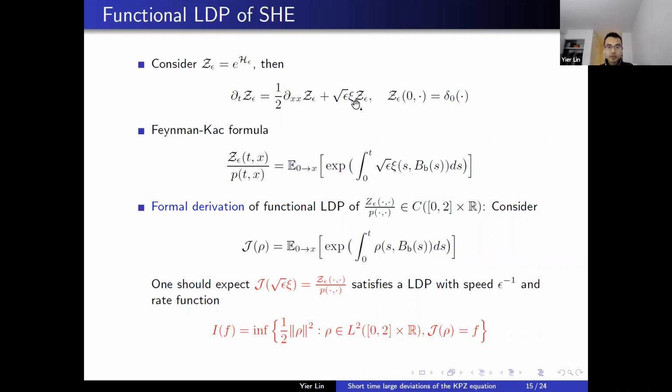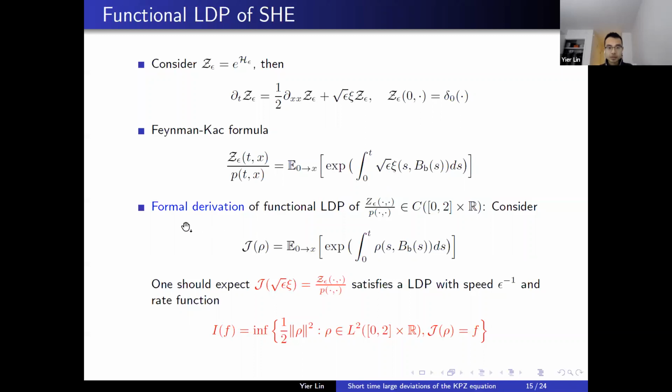If you formally apply the Feynman-Kac formula, because this C is not a function, it's a distribution, but you just treat it as a nice function, you can represent the solution as the following expectation. This lowercase b is just a Brownian bridge. In the Feynman-Kac formula you have a Brownian motion, but because you start from the Dirac mass, the Brownian motion becomes a Brownian bridge. The Brownian bridge goes from 0 to x, and this expectation only acts on the Brownian motion. So the randomness of the space-time white noise is preserved.